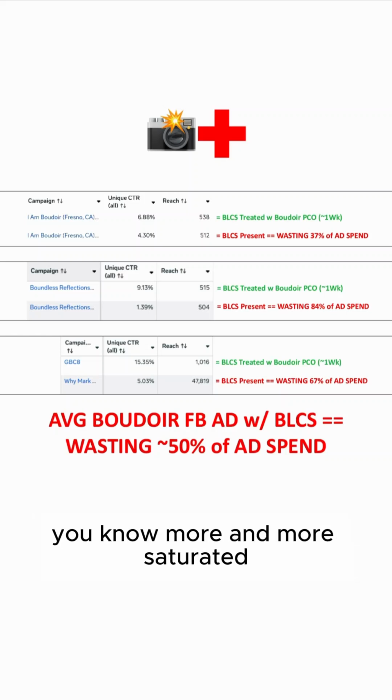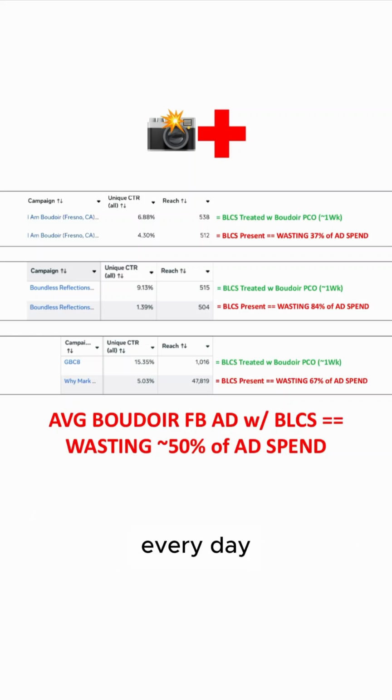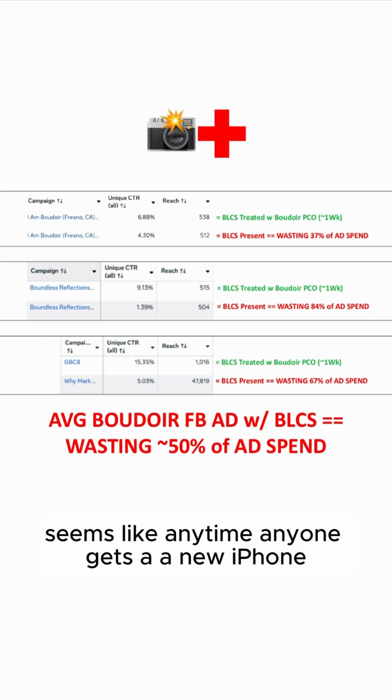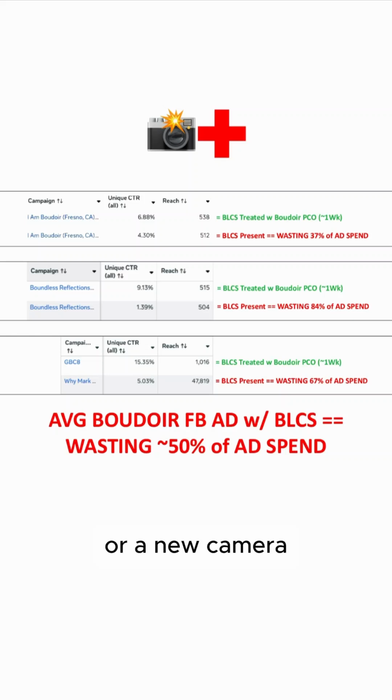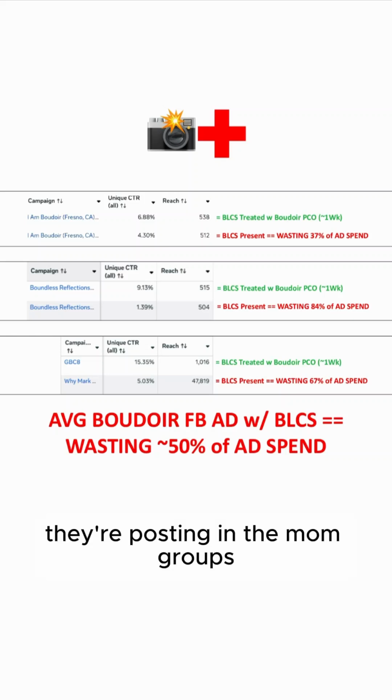market getting more and more saturated, more boudoir photographers every day. Seems like anytime anyone gets a new iPhone or a new camera, they're throwing up their Google business profile. They're posting in the mom groups.